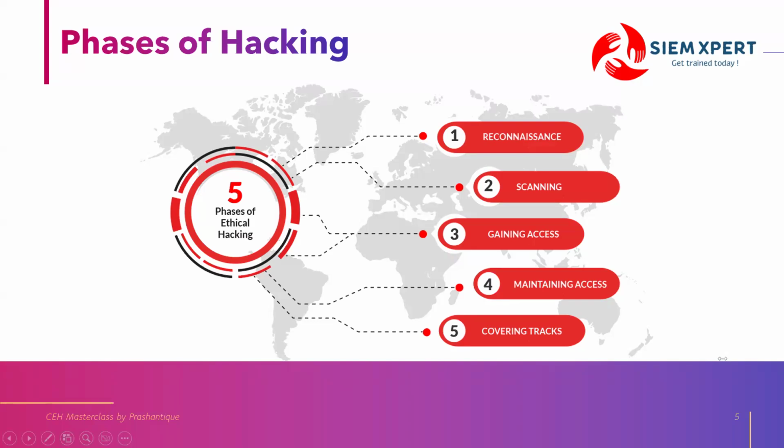So the next thing that we are going to focus on is the phases of hacking. Here we are talking about hacking. What does it mean? We are discussing how we identify a vulnerability, or you can say a kind of weakness, in a target, and then how we exploit it. So those are the kinds of things we are going to do.